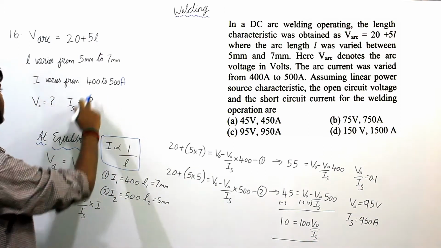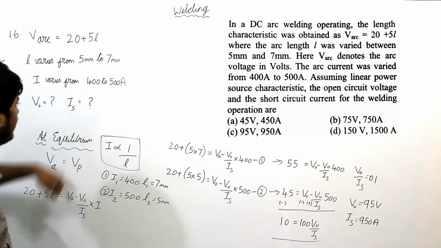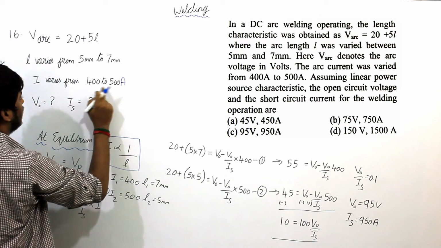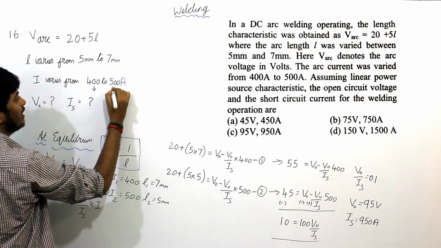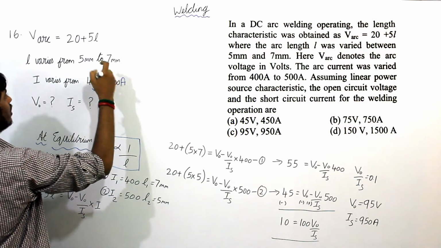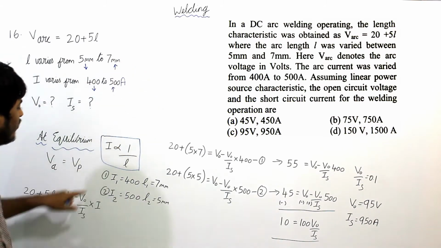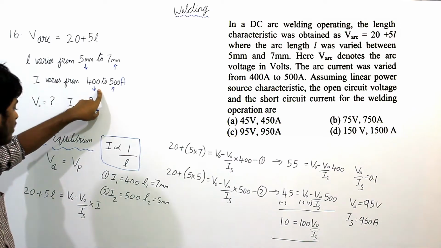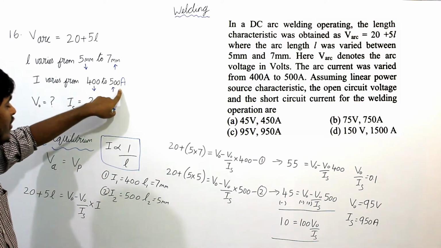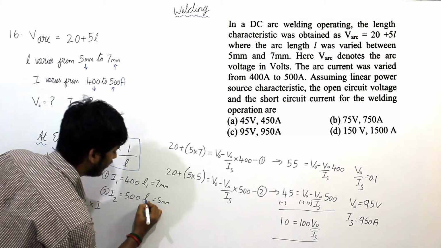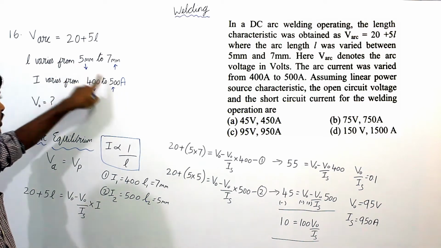If the current value increases, arc length should decrease. So I am taking I1 as 400. Comparing these two current values, 400 is less than 500. In the same way, comparing the two values of arc length, 5 mm is less than 7 mm. So if I take I1 as 400 amps, I should take L1 as 7 mm. In the same way, if I take I2 as 500 amps, L2 should be 5 mm. These two are inversely proportional.